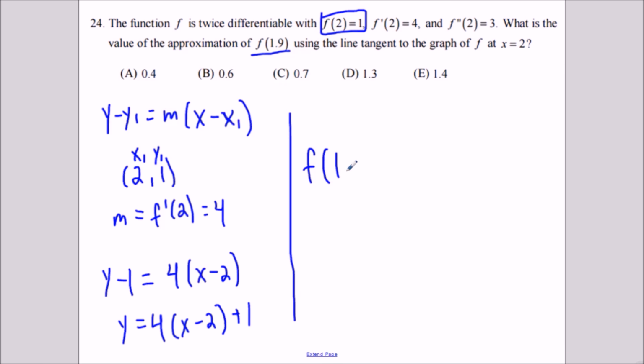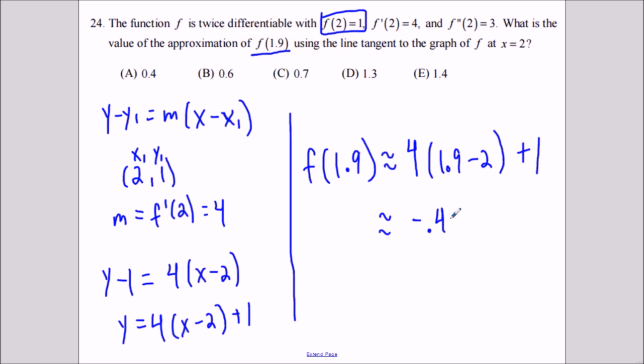So f of 1.9 is approximately equal to, and we use the line that we made here, we'll have 4 times (1.9 minus 2), and then plus 1. So the approximation, we're going to get 4 times -0.1, which is -0.4, plus 1, and -0.4 plus 1 is equal to 0.6. So for 24, we should have choice B.